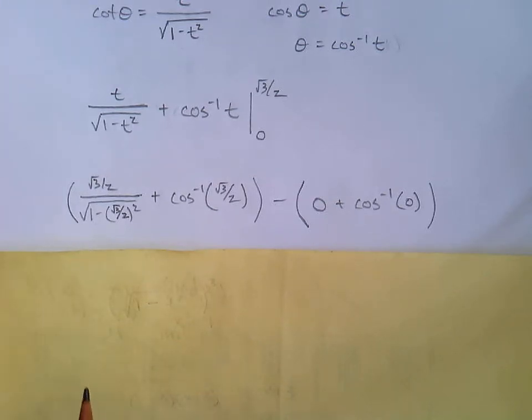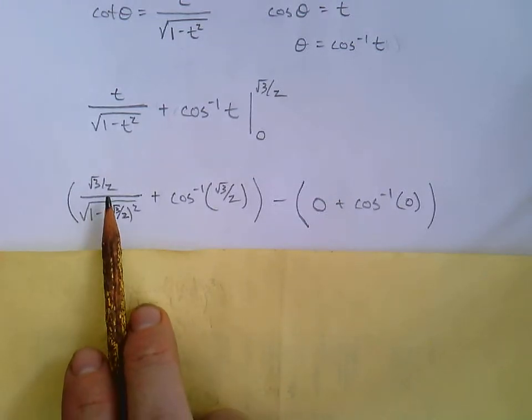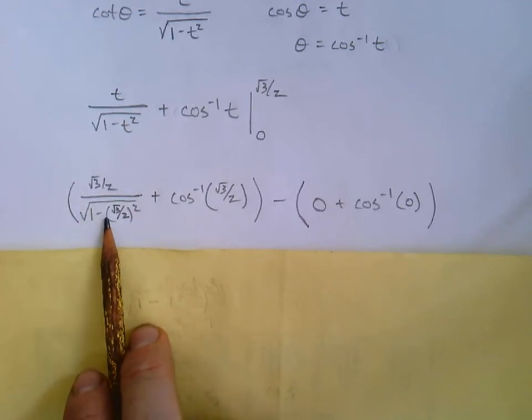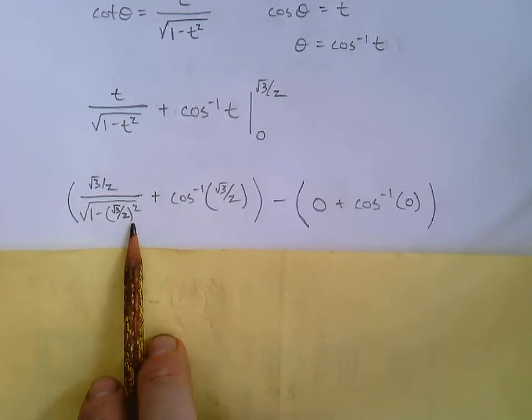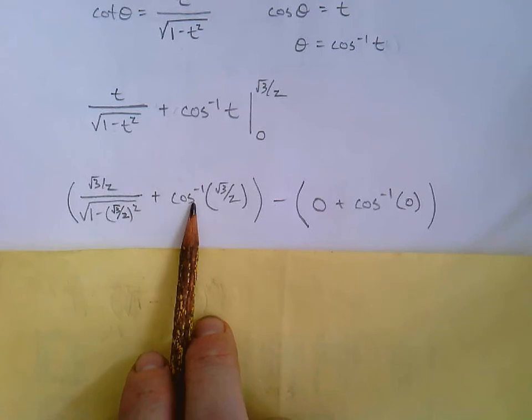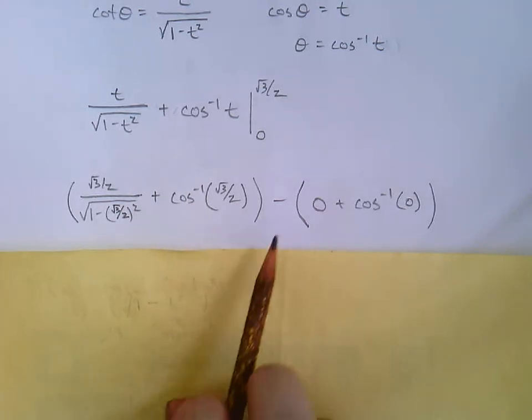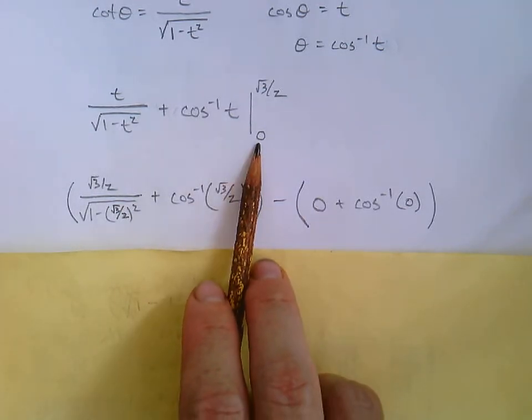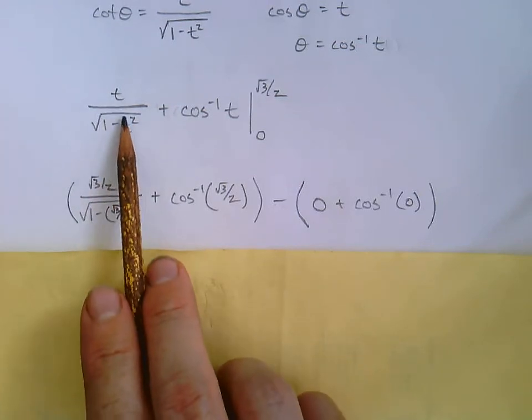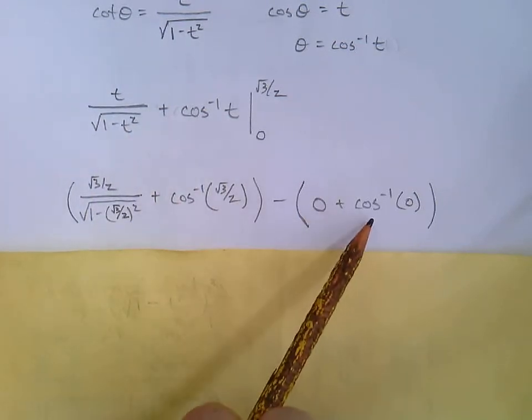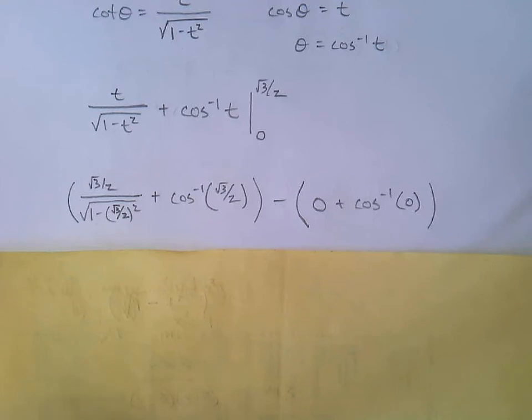Take a moment to write this out. I'll read it aloud. Root 3 over 2 over square root 1 minus root 3 over 2 squared, plus inverse cosine root 3 over 2. Okay, all that minus, now putting the 0 in, for this first part it's just going to give us 0, plus inverse cosine of 0.